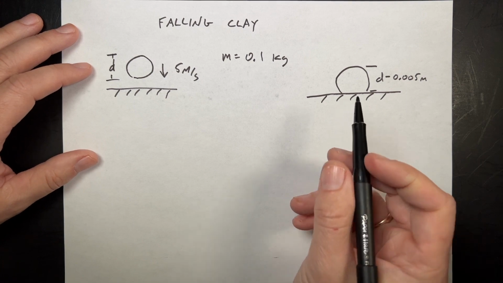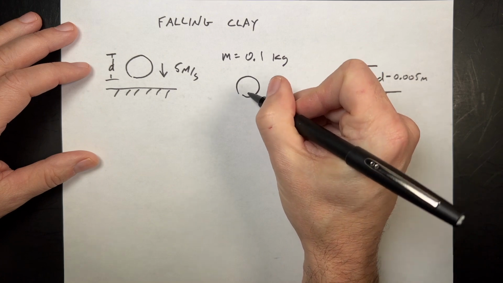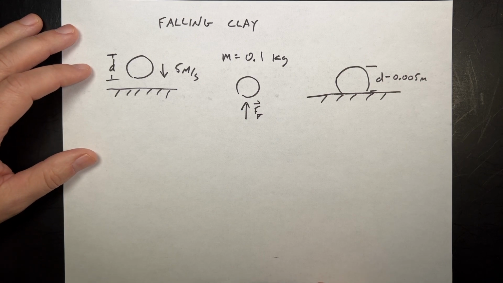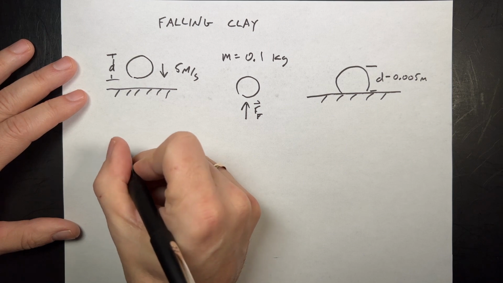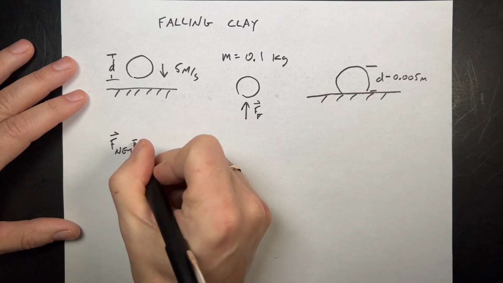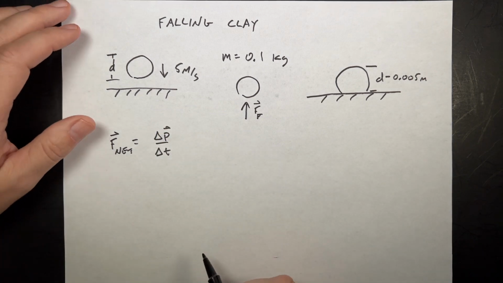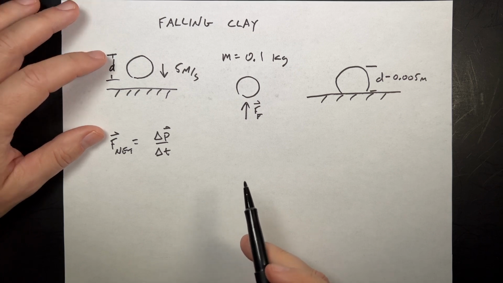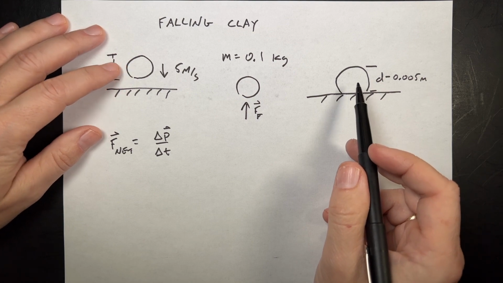So the question is, what's the force that the floor exerts on the clay? I'll call that F floor during this impact. Well, we're going to use the momentum principle. The momentum principle says that the net force is equal to the change in momentum divided by the change in time. Now, we don't have the time, but that's okay, we can figure that out. We have the initial momentum and we have the final momentum.